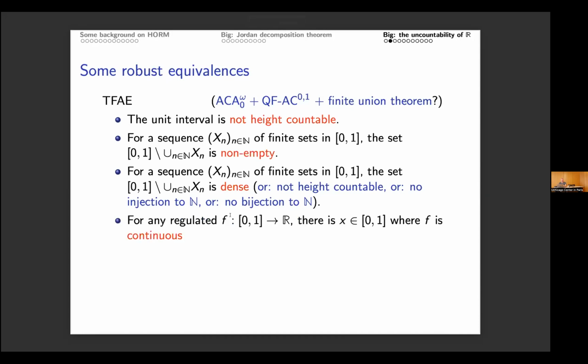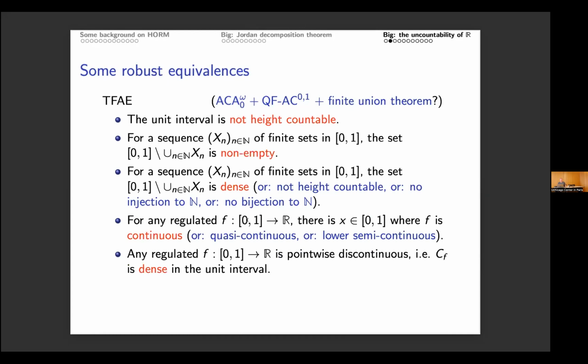and this is equivalent to, for a regulated function, there is a point where f is continuous. I bet you didn't see that one coming. The fact that the unit interval is uncountable is equivalent to a regulated function has at least one point of continuity, or a point of quasi-continuity, or lower semi-continuity, or any of these millions of notions of continuity they've been studying in topology. Or the continuity set can be dense in the unit interval, and it's still equivalent. You know, when I say robustness, I mean it.